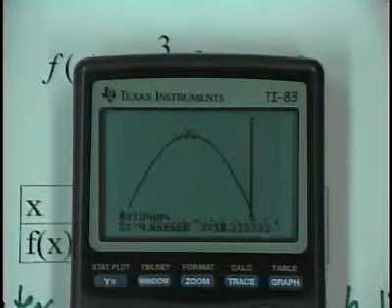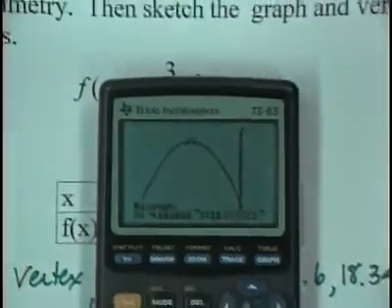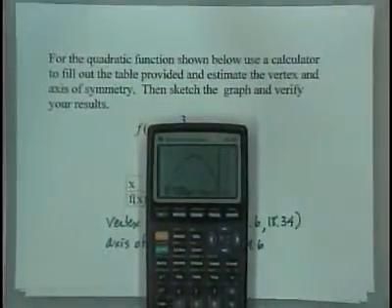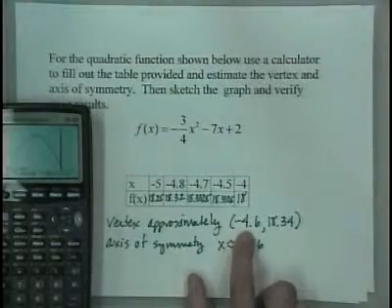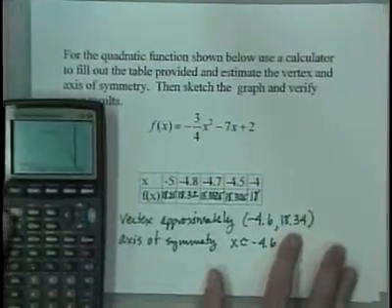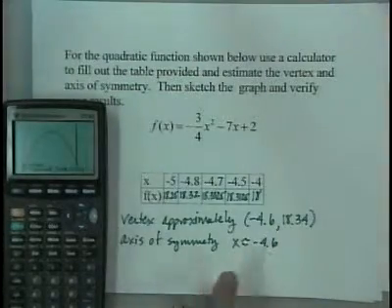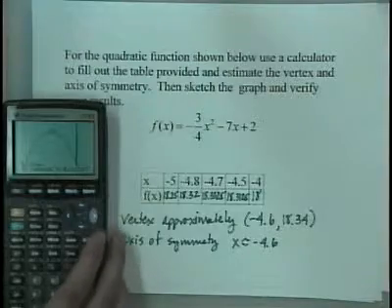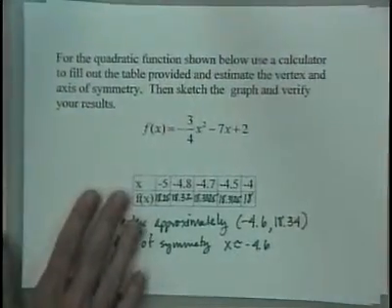Well, we should write the vertex and axis of symmetry, or at least confirm what we found on our paper as this. So let's go back to the problem. We had written the vertex was approximately negative 4.6, 18.34. That's very close to what we found by hand. And the axis of symmetry is x is approximately negative 4.6. All that fits very nicely. Well, let's try one more problem.